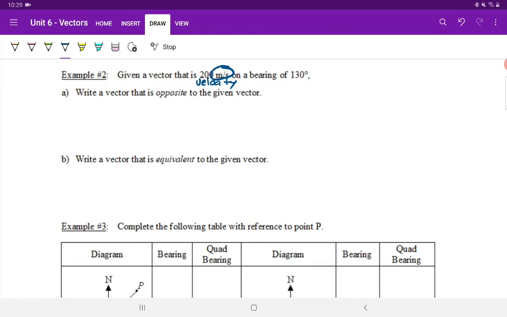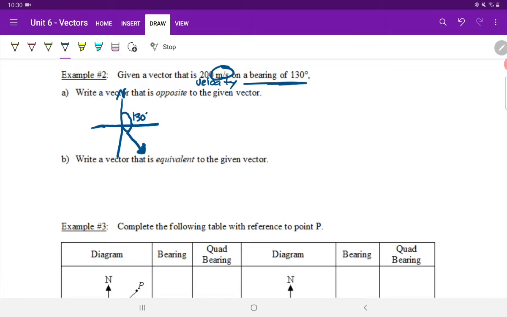Our first question here is to write a vector that is opposite to the given vector. Well, we obviously have to draw this vector here at a bearing of 130. If my north line is here, you start on the north line and move clockwise from here. So this would be 90 degrees. Another 40 degrees would take us to 130. So we're down there in quadrant 4. Put your arrow, because it is a vector.